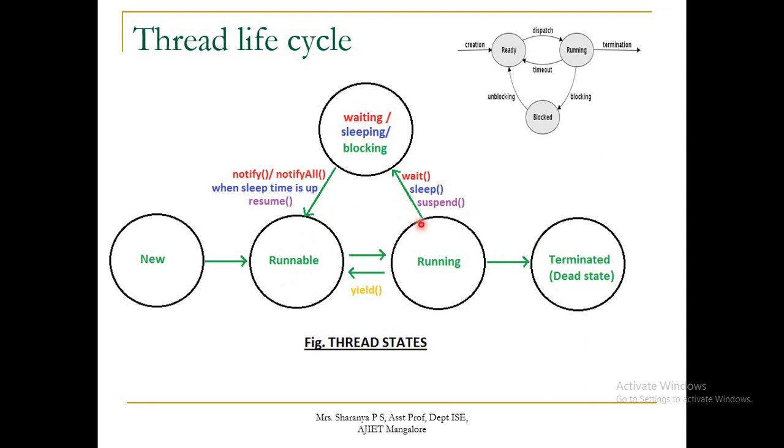That is, from runnable it moves to the running state. It is like being in a thread pool, waiting for its turn. Next, from the running state, to revert back to the runnable state there is a function called yield, which moves the thread from running back to runnable. If the suspend function is called while the thread is running, the thread will move to the blocking state.